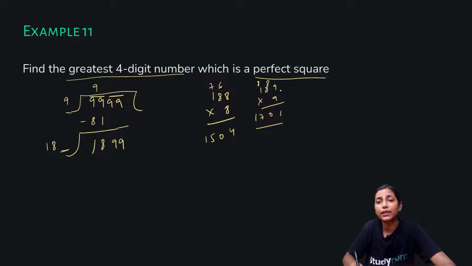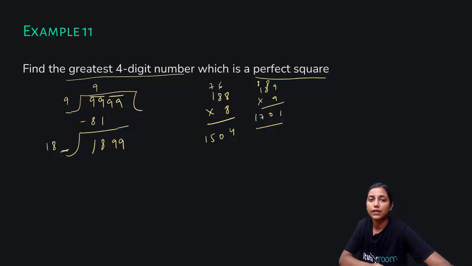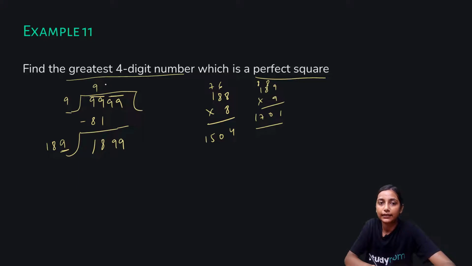But next we cannot do because after 9, this will be the greatest number that we can put here. Because after this, we cannot put 10. We only need to put one digit here. So it will be 9 in this case. And 189, here it will also be 9. Now 189 into 9 was coming to be 1701. Subtracting this, we get 198.